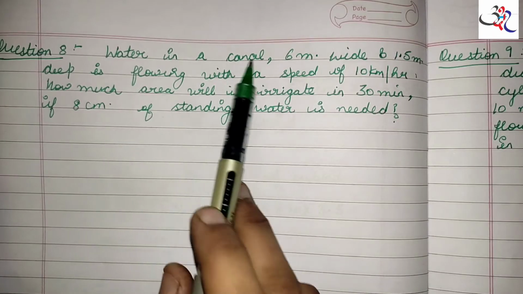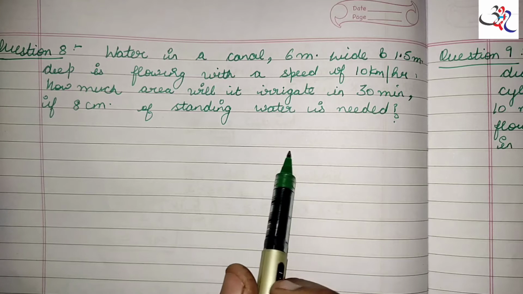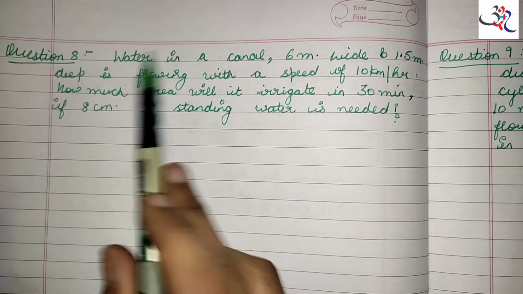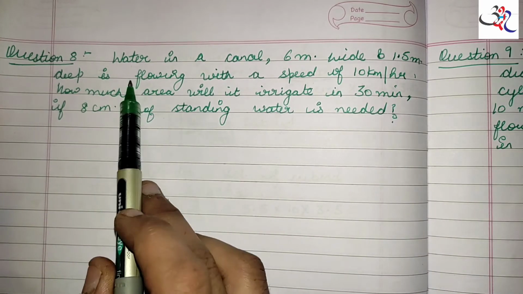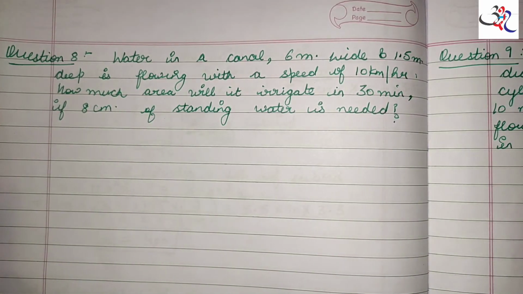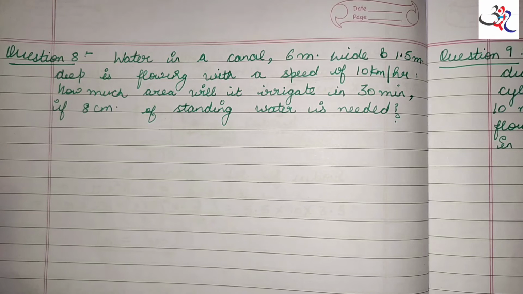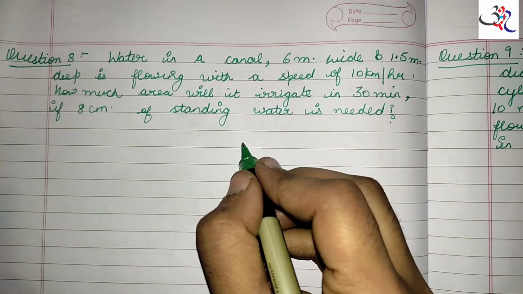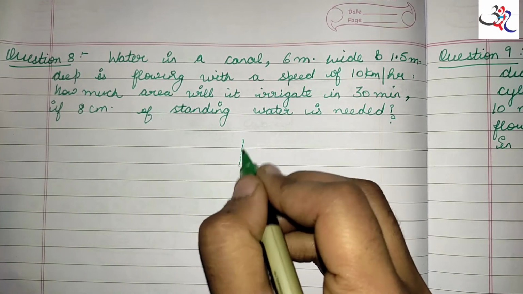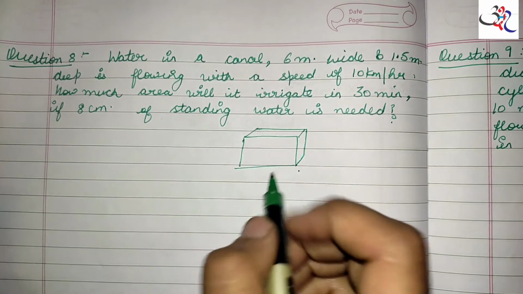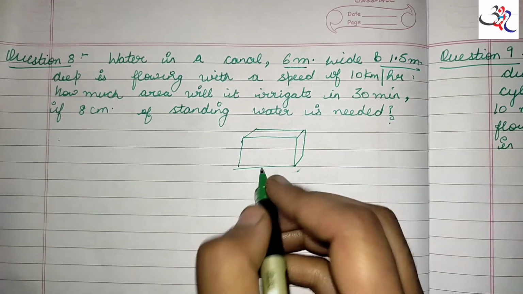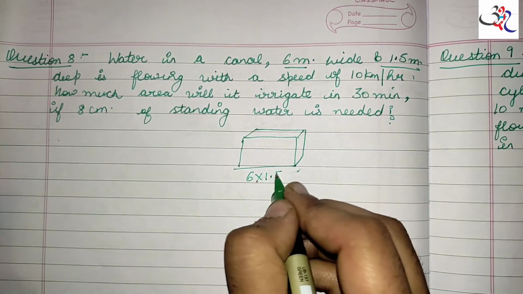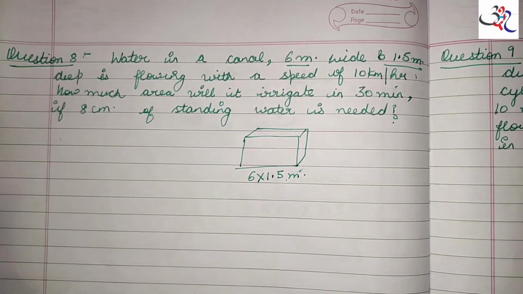Number 8 is a little bit different, so see it very carefully. What does the statement say? Water in a canal 6 meter wide and 1.5 meter deep. So water is in the canal. So canal is, suppose, in the shape of a cuboid. So dimensions are given to us: 6 into 1.5 meter.